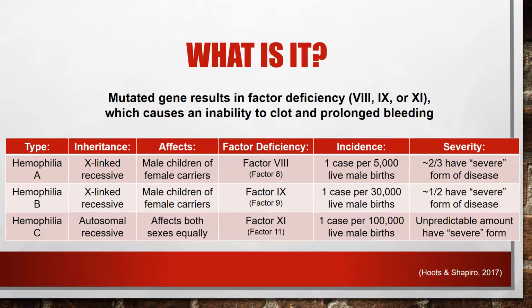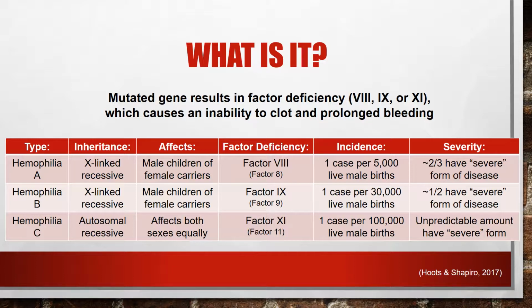So what is hemophilia? Hemophilia occurs as a result of a mutated gene, and it gives us a factor deficiency of either factor 8, factor 9, or factor 11, which are all clotting factors. And because we have a deficiency in those, it causes an inability to clot and prolonged bleeding. So I made a table here for you guys so that we can compare and look at the differences between the three different types of hemophilia.